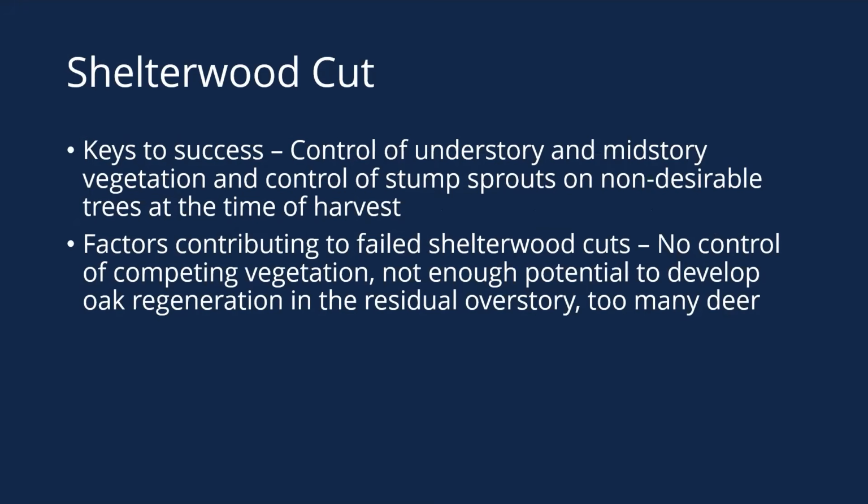And the keys to success in shelterwood cut would be making sure to include that understory and mid-story vegetation control, and especially as you cut trees, controlling those stump sprouts with herbicides so that you're not getting sprouts from the undesirable species after the harvest. Where shelterwood has failed, it's been no control of competing vegetation, not leaving enough overstory oaks to basically develop oak regeneration, or too many deer on the landscape.